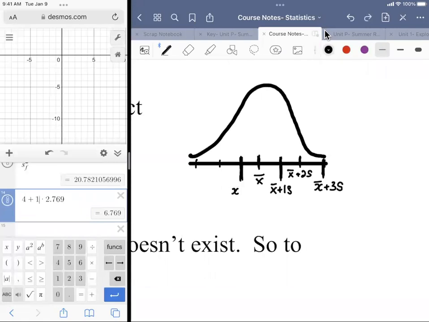So x bar minus 1s, poor quality s, right on cue. x bar minus 2s, and x bar minus 3s. That one really looks like a 5. All right.